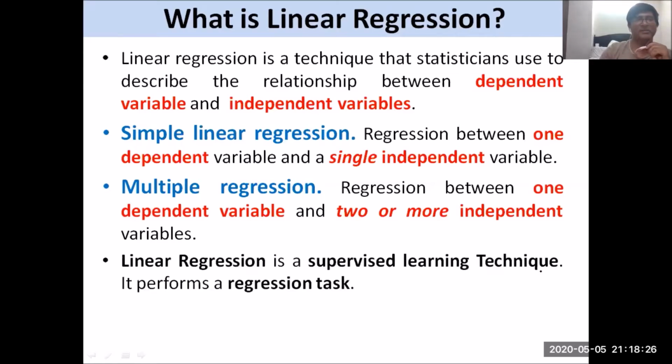Linear regression or multiple regression basically comes under the category of supervised learning techniques. It performs a regression task. Regression means a kind of projection. It does a kind of projection based on certain cases of independent variables. So based on these independent variables, I want to predict something. It is basically a prediction of the dependent variable in terms of the independent variables.